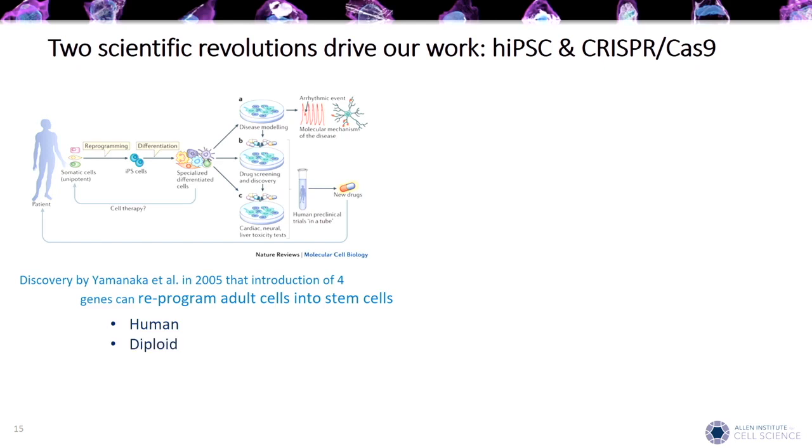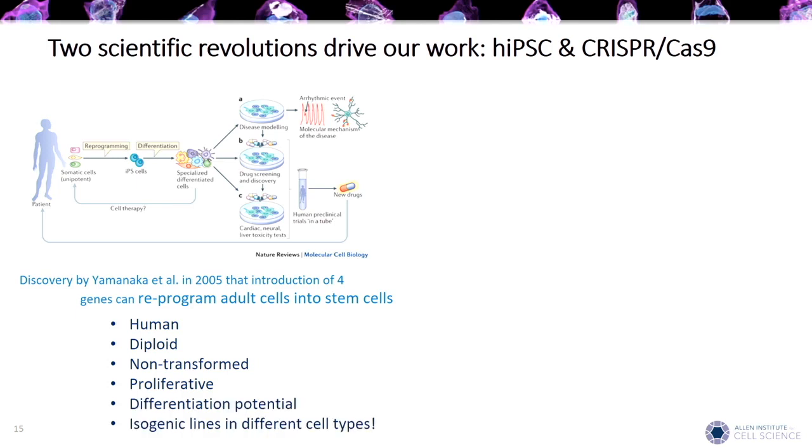The benefits are that they are diploid, which means they have a normal number of chromosomes. They're non-transformed, they proliferate well in culture, and they have this differentiation potential, which allows us to do editing in the stem cell state and then differentiate them in the lab, and then we can study the differentiated cells and also the progress that they make as they're differentiating.